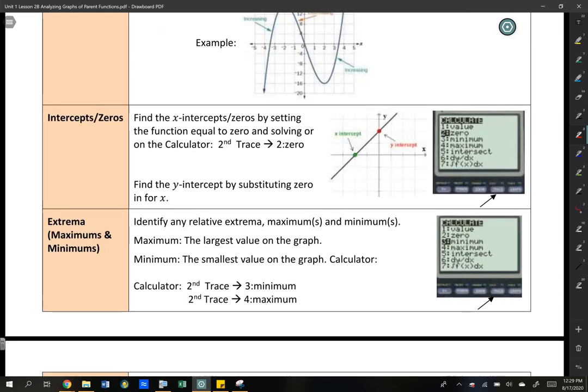Extrema refers to maximum and minimum. So we're going to be asked to identify extrema. Sometimes you need to use your calculator to do that, if it's not falling exactly on your graph so that you can read it. The maximum, of course, is the largest value on the graph. The minimum is the smallest value on the graph. In the calculator, you would go to second trace, either 3 or 4 to get minimum and maximum.